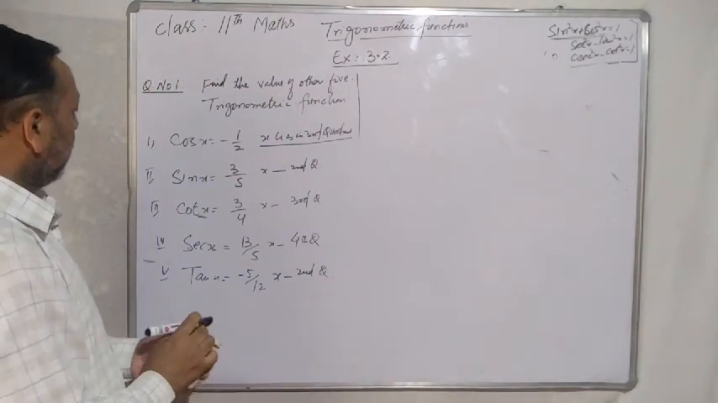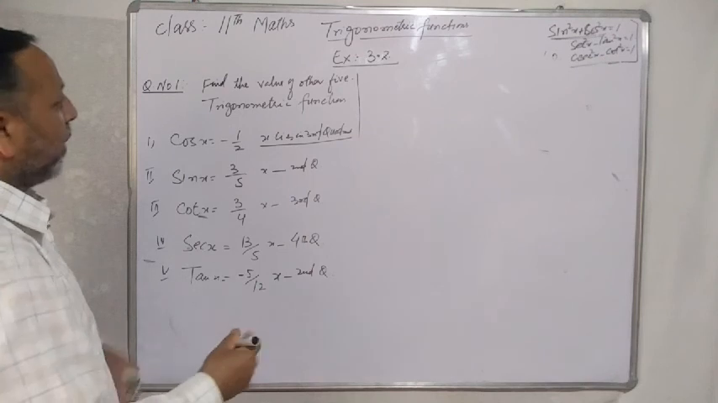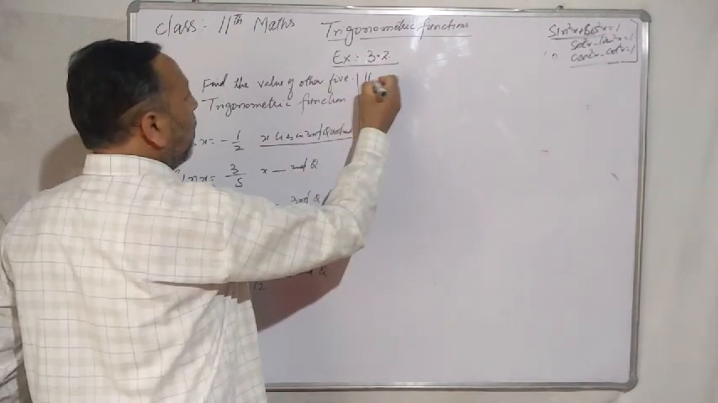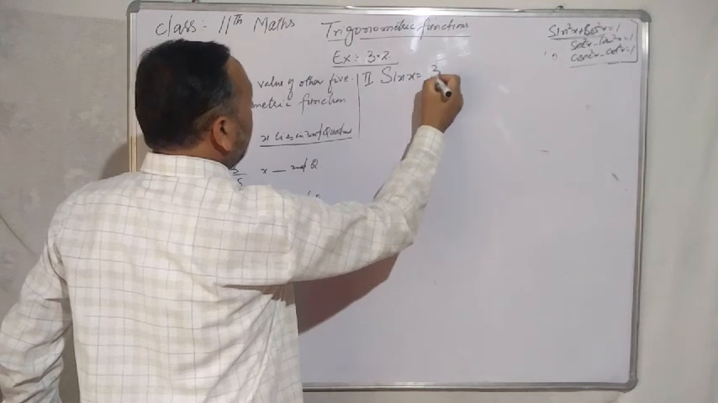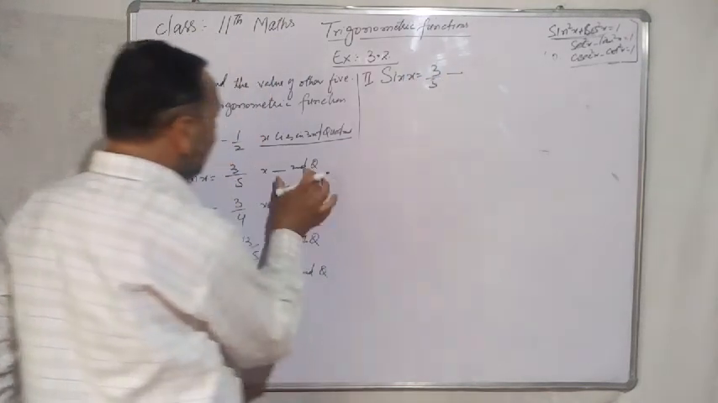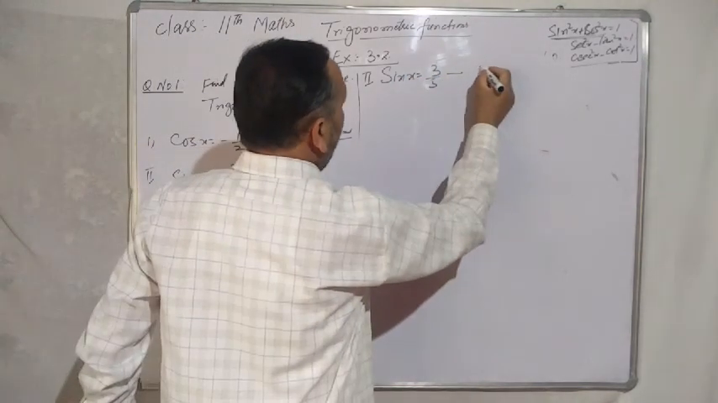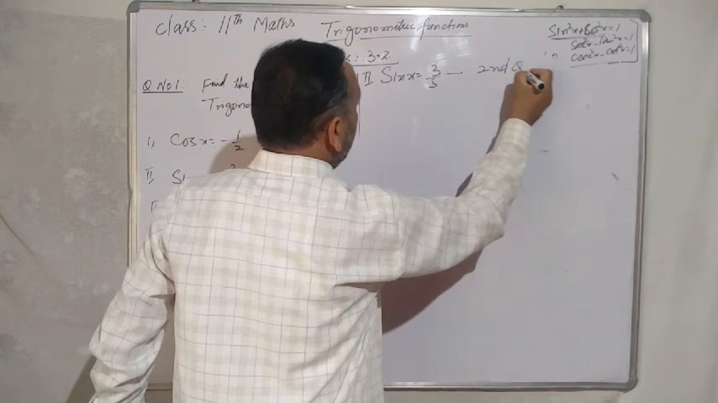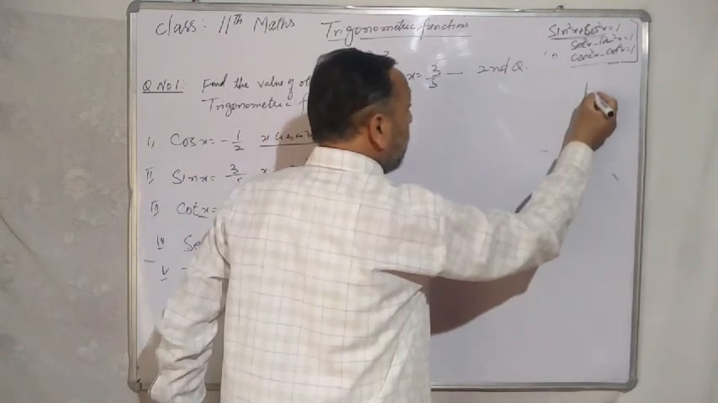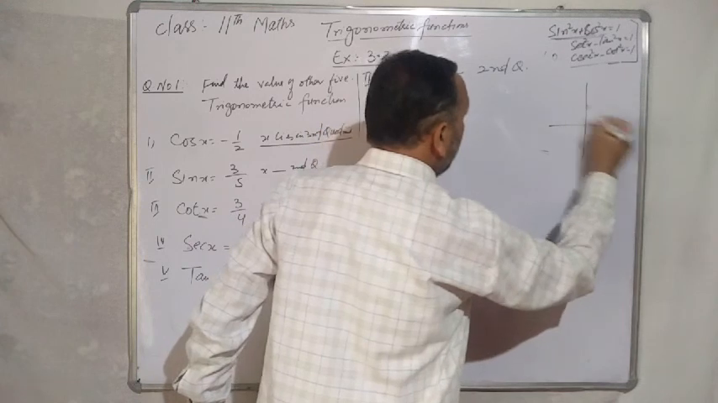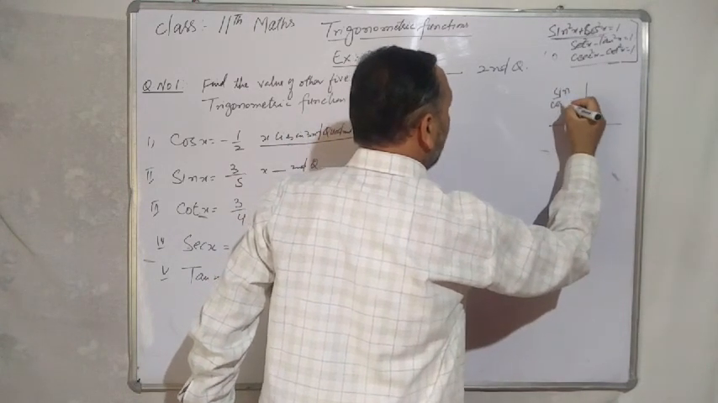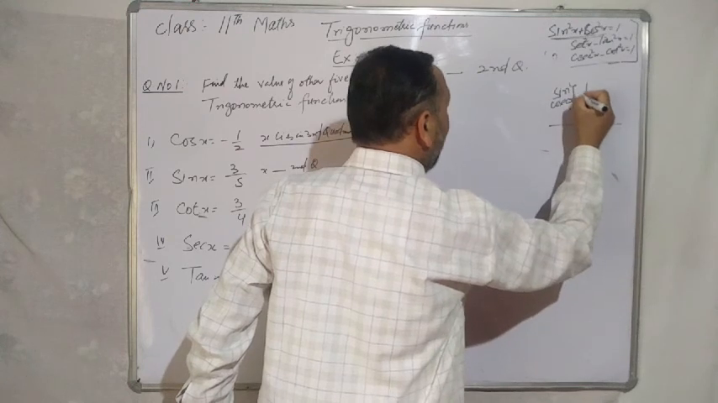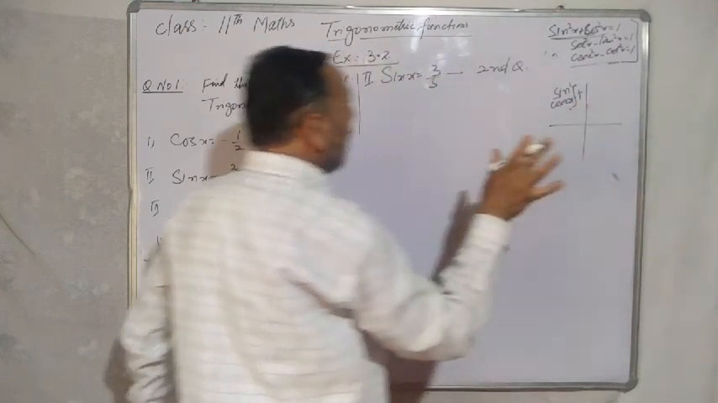Second part is sin x is equal to 3 by 5, and here x lies in the second quadrant. This is the second quadrant. In this quadrant, sine and cosec are positive, others are negative.